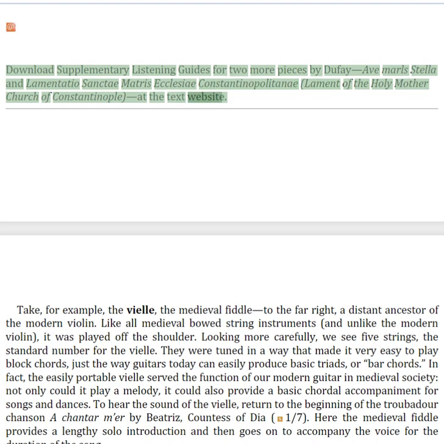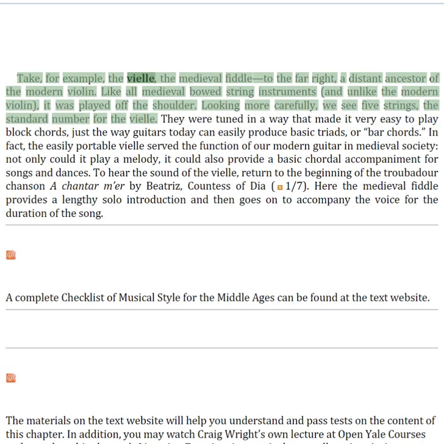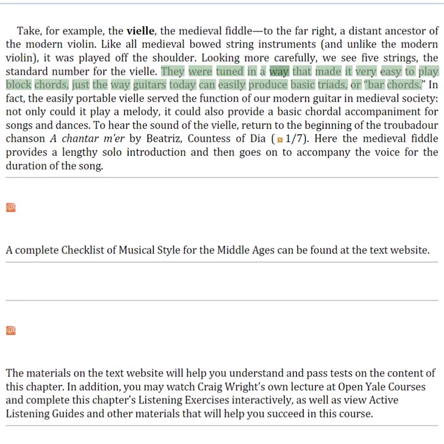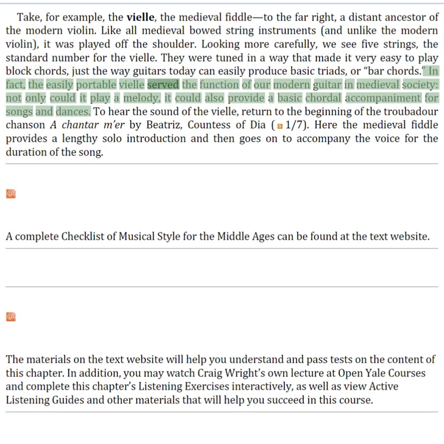Take, for example, the vielle, the medieval fiddle, to the far right, a distant ancestor of the modern violin. Like all medieval bowed string instruments, it was played off the shoulder. Looking more carefully, we see 5 strings, the standard number for the vielle. They were tuned in a way that made it very easy to play block chords, just the way guitars today can easily produce basic triads, or bar chords. In fact, the easily portable vielle served the function of our modern guitar in medieval society. Not only could it play a melody, it could also provide a basic chordal accompaniment for songs and dances.